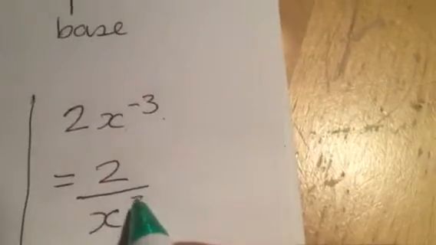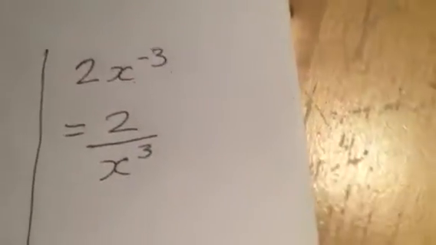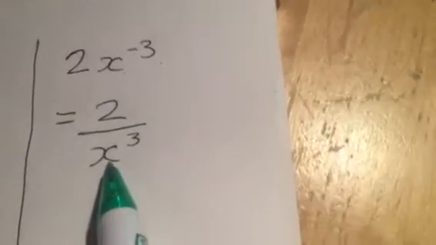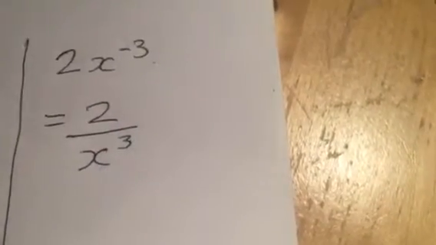Watch out for ones like this. If you've got 2x to the minus 3, the 2 is not to the power of minus 3, so the 2 stays where it is, but it's x to the minus 3, so the negative power means that it's 1 over. So it's 2 times 1 over x cubed, which gives you 2 over x cubed.